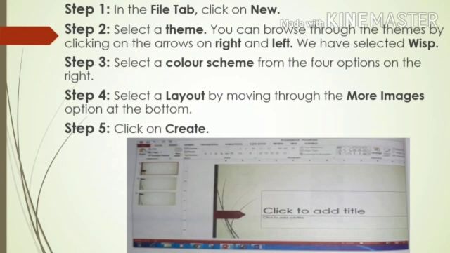There are 5 steps to be followed. Step 1. In the File tab, click on New. Step 2. Select a theme. We can browse through the themes by clicking on the arrows on the right and left. We have selected Wisp. Step 3. Select a color scheme from the 4 options on the right. Step 4. Select a layout by moving through the More Images option at the bottom. Step 5. Click on Create.